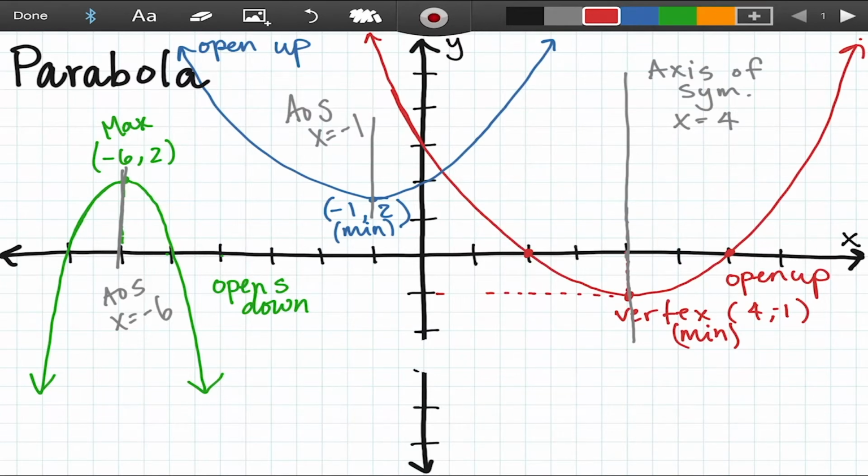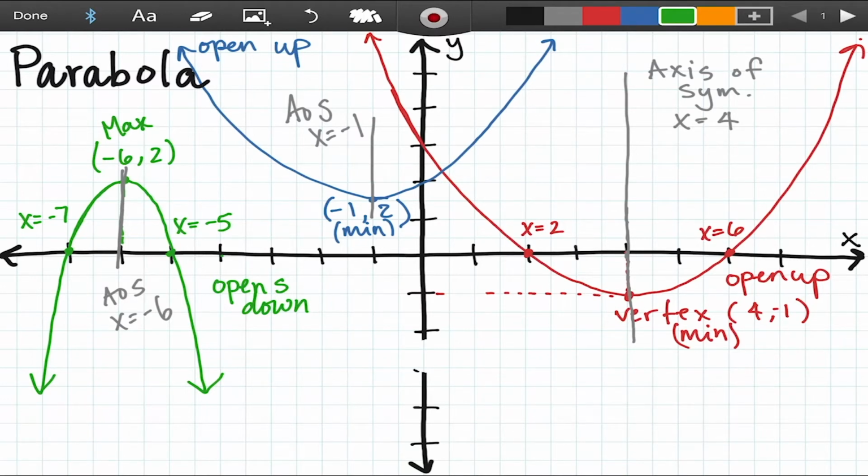This is x is equal to 2. And this one is x is equal to 6. And it should be right in between. My vertex is at x is 4, so it is right in between those two x-intercepts. Same with my green. That is x is equal to -7. This one, x is equal to -5. All right, it's splitting the parabola in half.